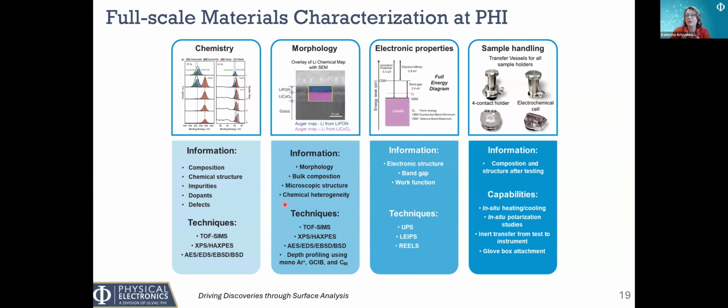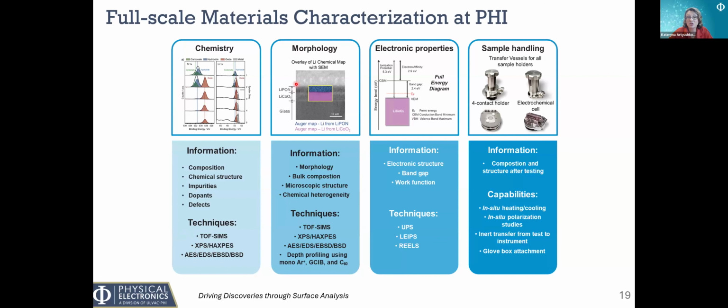So when you design a material, what properties do you really need to get from your material? First of all is, of course, chemistry. You're interested in composition and chemical structure, whether there are any impurities on the surface. If you are creating dopants, what is the distribution and what is the concentration, whether there are any surface defects that are present. And all three techniques are able to provide that information. In addition, we have some options on Auger, for example, that add additional chemical information.